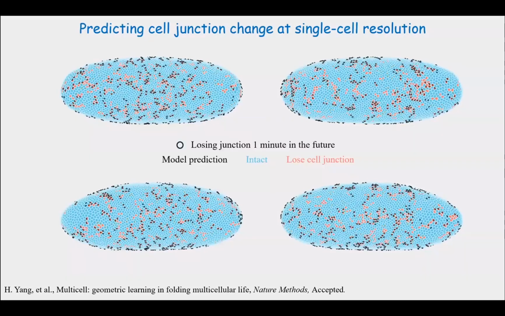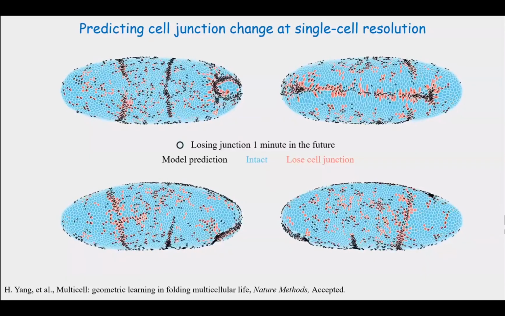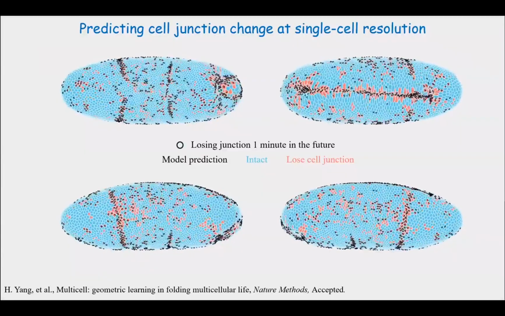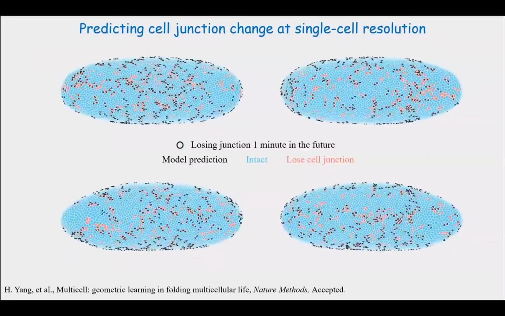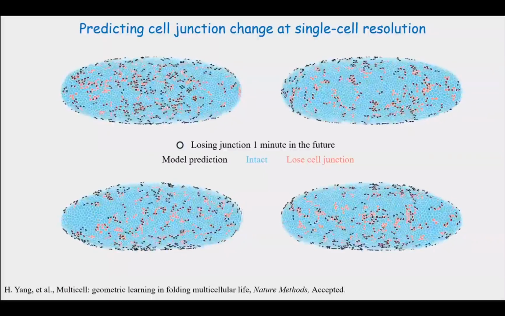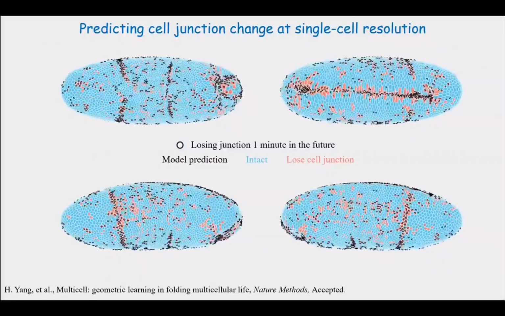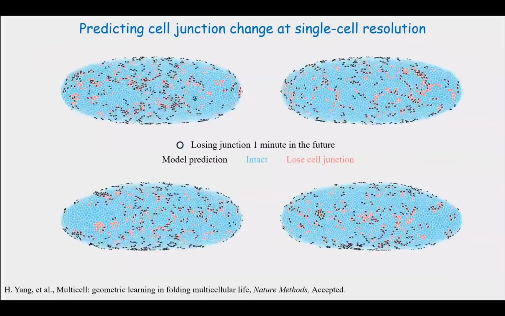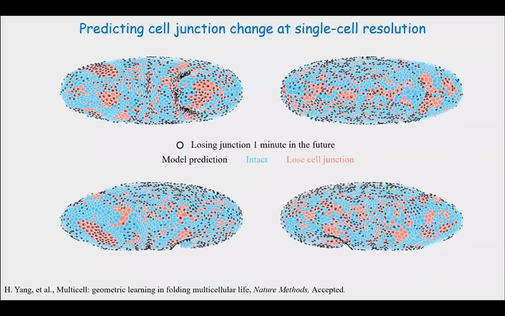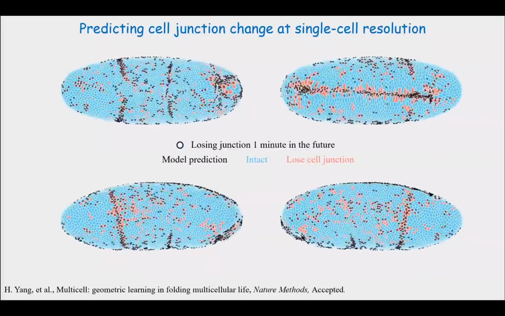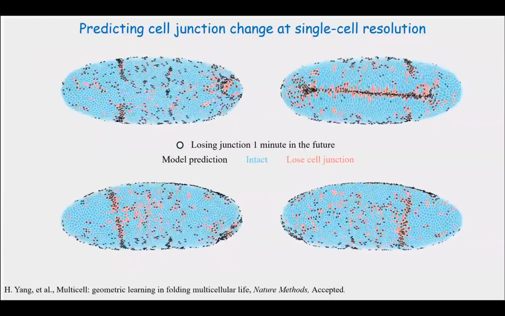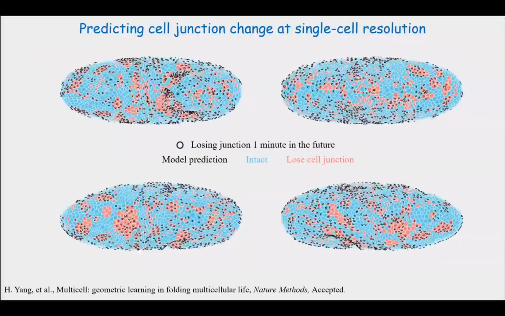Here are the predictions. To show you more clearly with the video, what I'm showing you here is 4 different views of the same embryo, because for the 3D embryo we take the front view, back view, top view, and the bottom view. Okay, and what I show here is the black dots label the junctional loss between a pair of cells 1 minute in the future, labeled from the experimental data set. And the colors are labeling our model prediction.